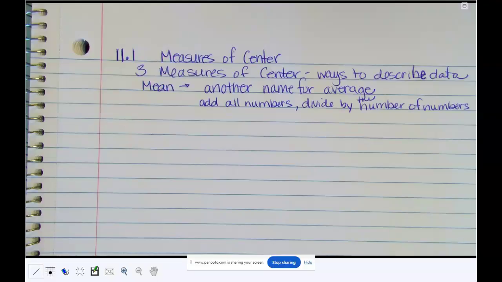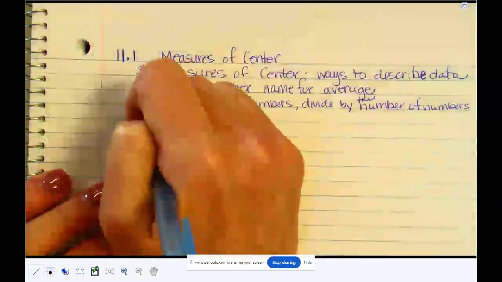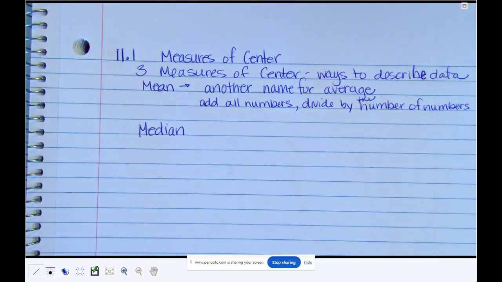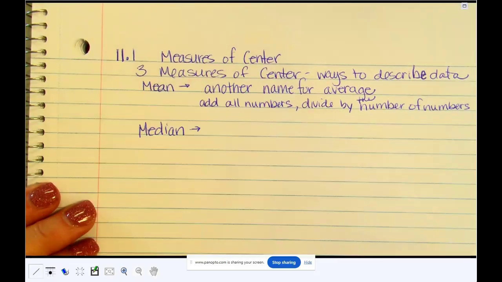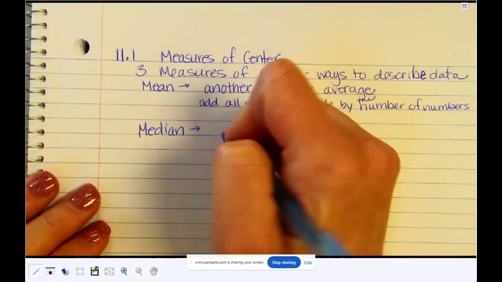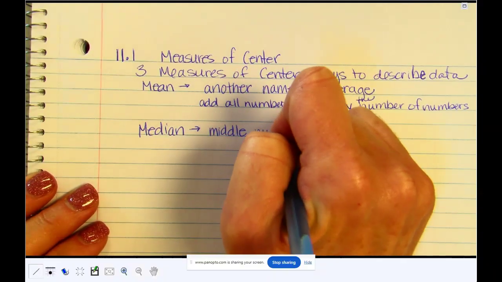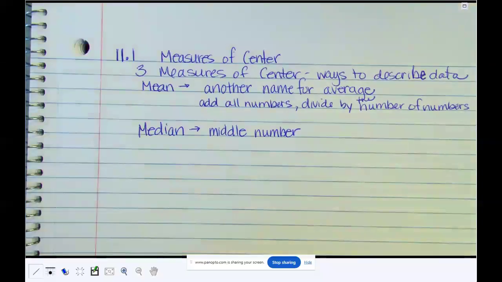Okay, so that is mean. Mean: add them up, divide by how many there are. The next one is median. Okay, we'll practice this one a little bit more because there's some special things that we got going on. Median is the middle number. Okay, median is the middle number, but the deal is that the numbers have to be in order.